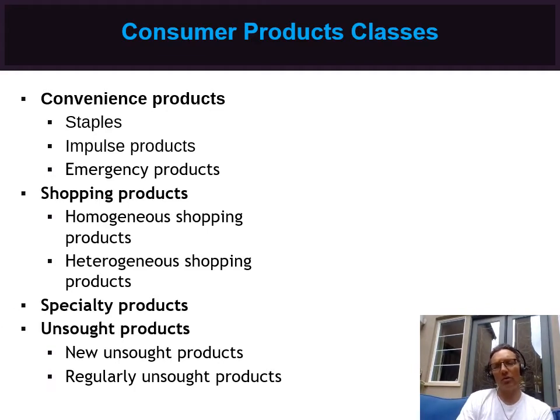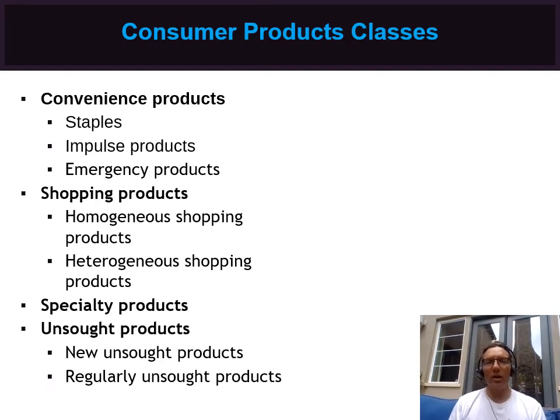So you're going to be out looking and doing some comparison shopping to find something that fits your personal taste and preferences. That's heterogeneous shopping products. Homogeneous comparison shopping, they're pretty much all the same, and it's a price-based decision. Heterogeneous shopping products, you're comparison shopping to find something that fits your specific needs, if that makes sense. Shopping products.